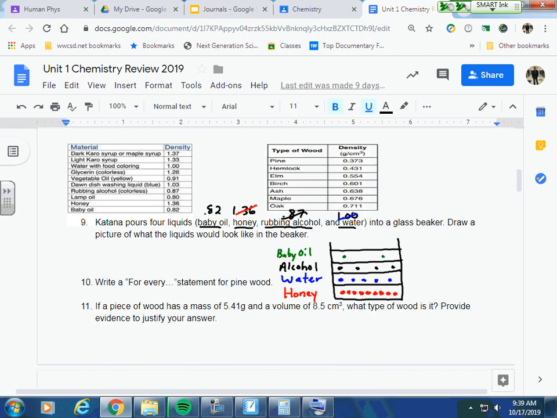Okay. So those types of models, like that particular one, usually end up being worth quite a few points on your test. So make sure you know how to do that.